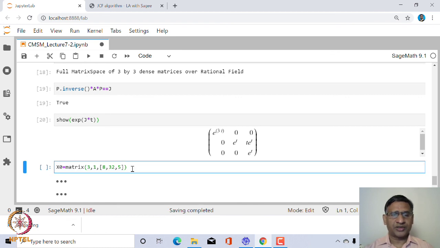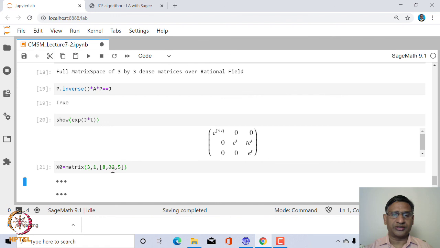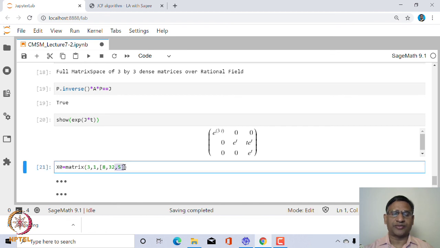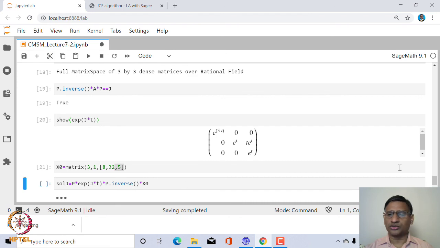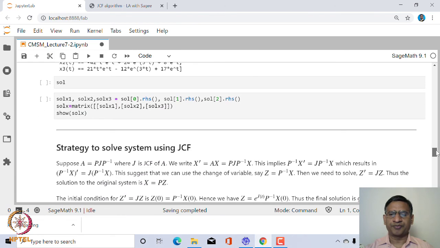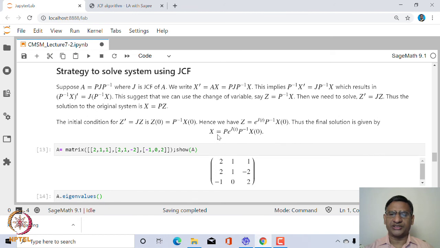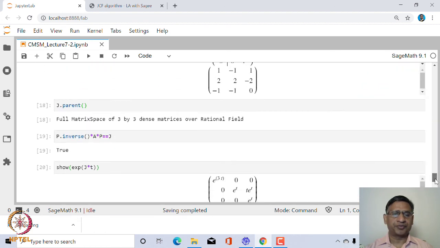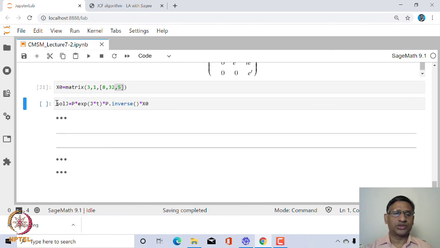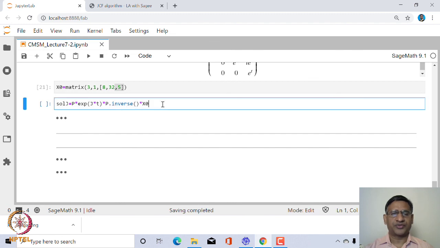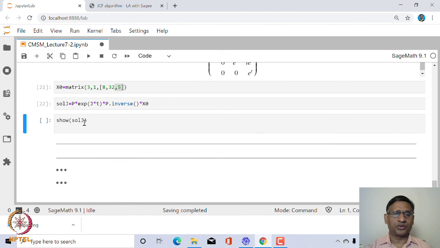So this is the initial vector, that is x naught is equal to 8 32 5. So x1 at 0 is 8, x2 at 0 is 32, x3 at 0 is 5, right. Now, we know how to solve this. We already have the solution given in this form as x is equal to P into e to the power Jt into P inverse x naught. So let us simply compute that. When we compute that, I will store this in solution J, which is P into exponential of Jt into P inverse into x naught, and let us see what solution you get.